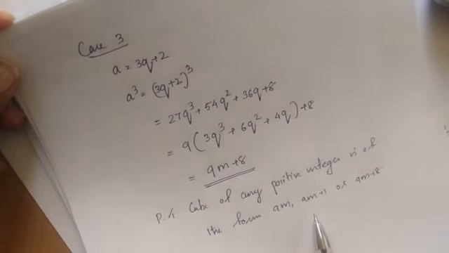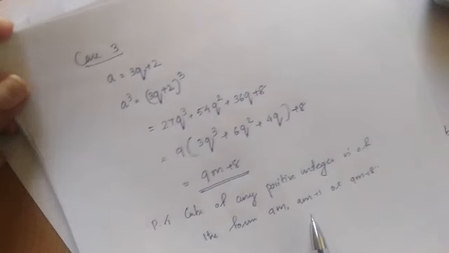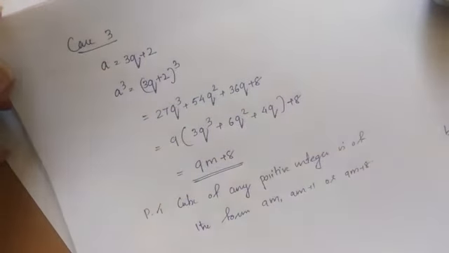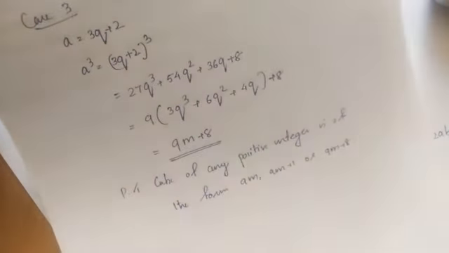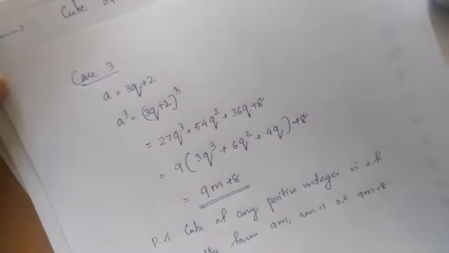Today we discussed Euclid's theorem and some of its applications, like finding the HCF of two numbers and one application problem. In the previous video we discussed Euclid's theorem thoroughly, and here we also went through some proofs, like the square of a positive integer and the cube of a positive integer. And thank you for watching.